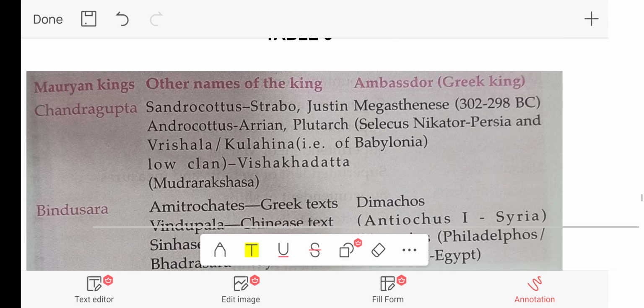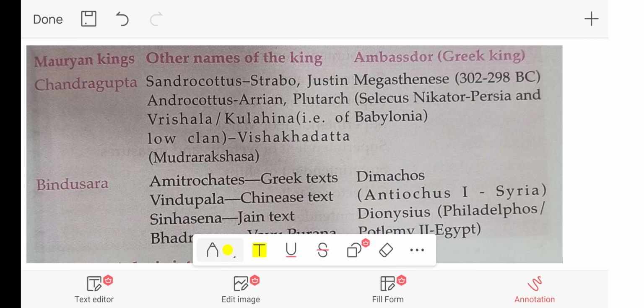Next, in table 3, we'll read about Mauryan kings, their other names, and their ambassador, that is, who were Greek king. So Chandragupta is also known as Sandrocotus, Strabo, Justin Androcotus, Arian, Plutarch, Vrishala, Kulhina, that is of low clan, Vishakaditta, Mudradaksha. So these names are written in Vishakaditta's Mudradaksha. And the ambassador of Chandragupta was Megasthenes. His reign is 302 to 298 BC.